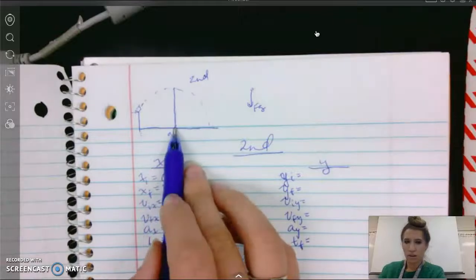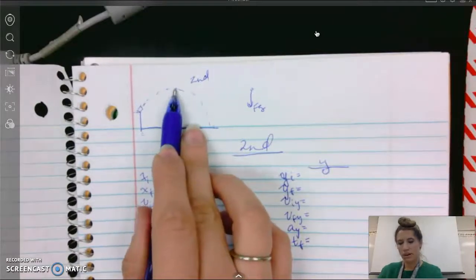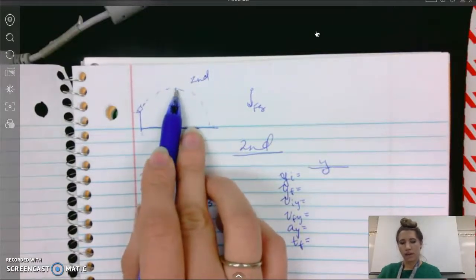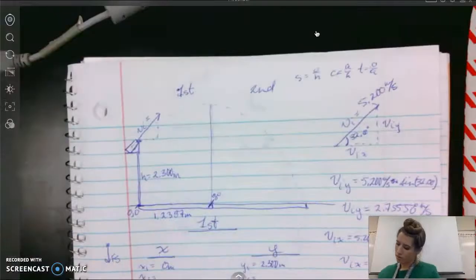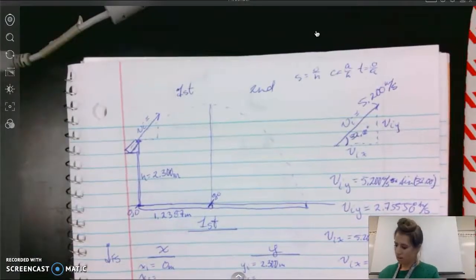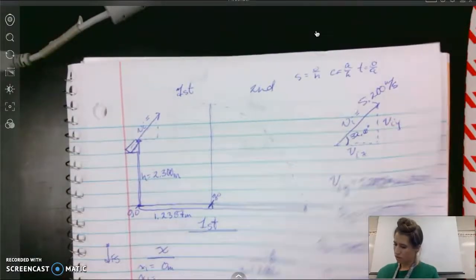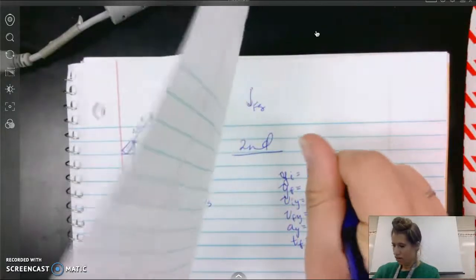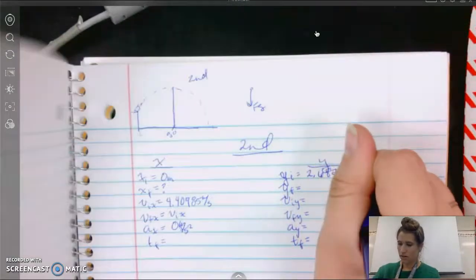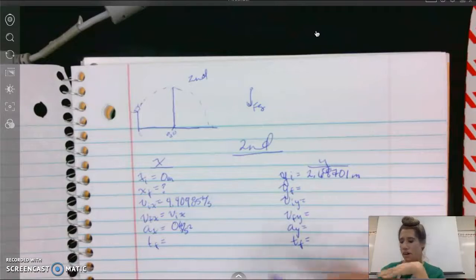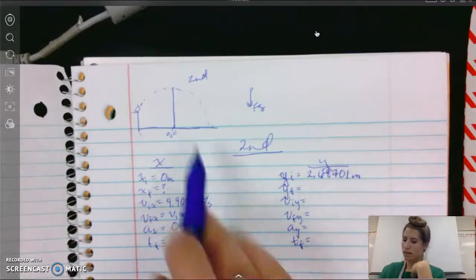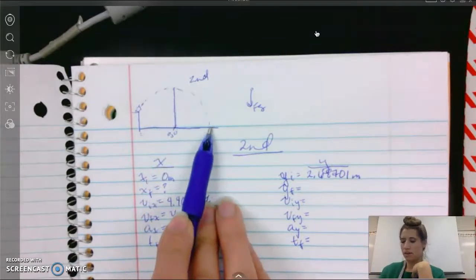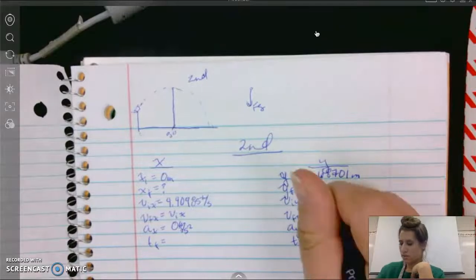Y initial, here's my origin. I'm starting way up there, and that was my y final from before. So if I take my y final from before, 2.68701, okay, that's how high above my origin I'm starting, and then my final position is going to be at the ground, which for the y direction is the origin.